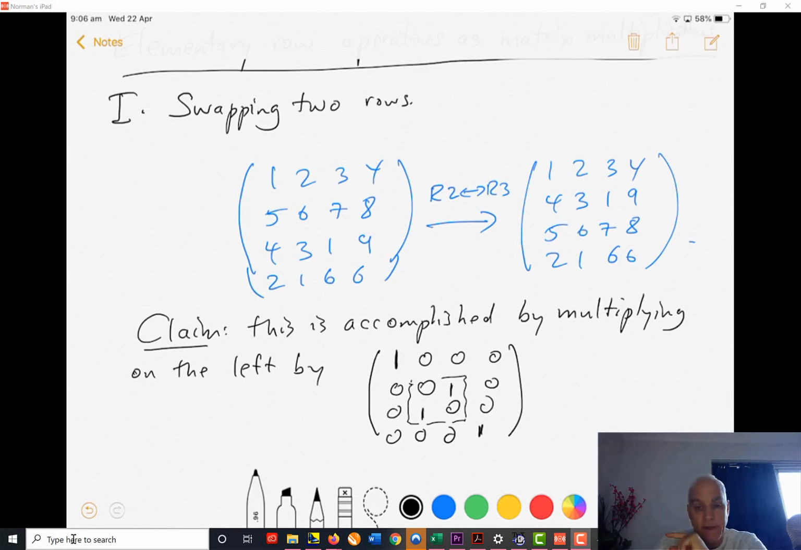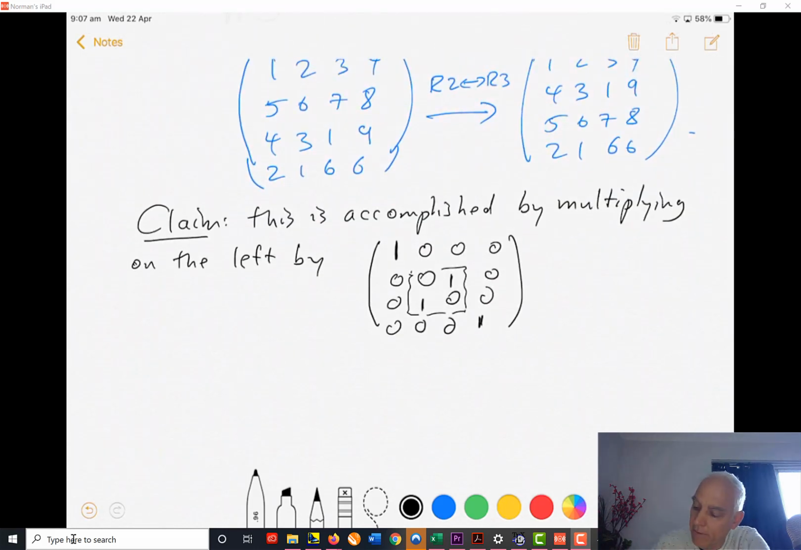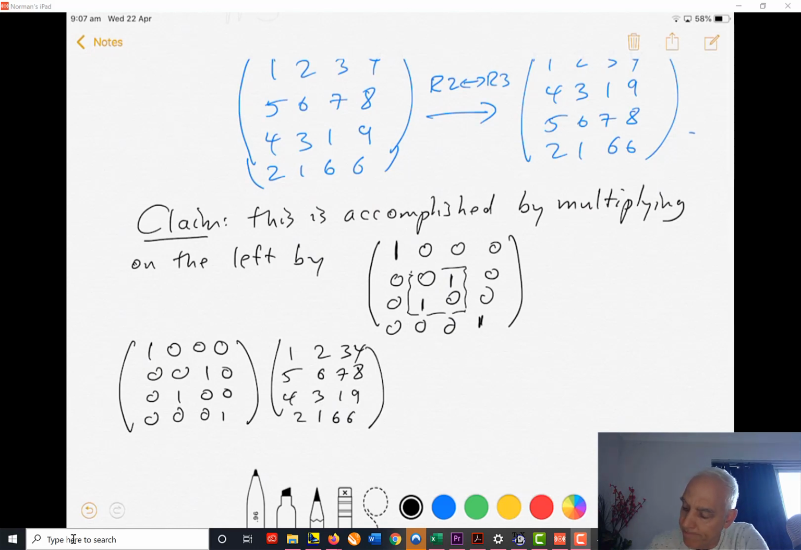I claim that multiplying by this matrix on the left will interchange the second and third rows of whatever matrix you're multiplying. So let us check that. Okay, so here is 1, 0, 0, 0, 0, 0, 1, 0, 0, 1, 0, 0, 0, 0, 0, 1. And I'm going to multiply by 1, 2, 3, 4, 5, 6, 7, 8, 4, 3, 1, 9, and 2, 1, 6, 6.